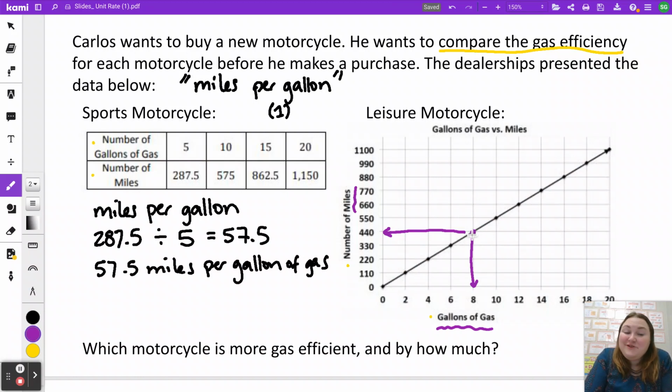Now, you didn't have to use this point. You can use any point on this line, but I'm going to have you go ahead and do the same thing. Can you find for the second motorcycle, the leisure motorcycle, what the miles per gallon are? Go ahead, pause the video and try that now.